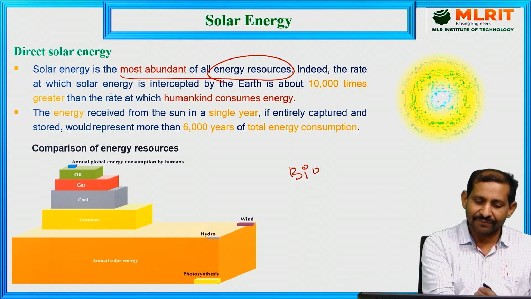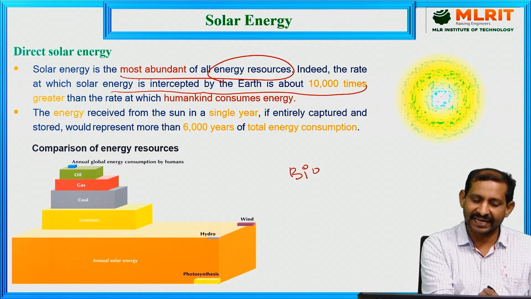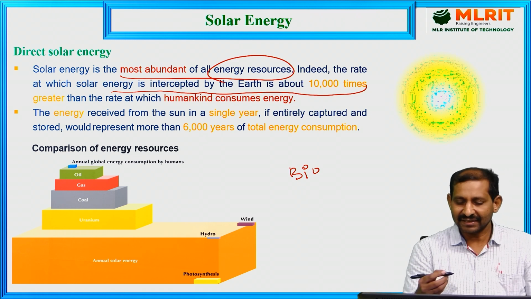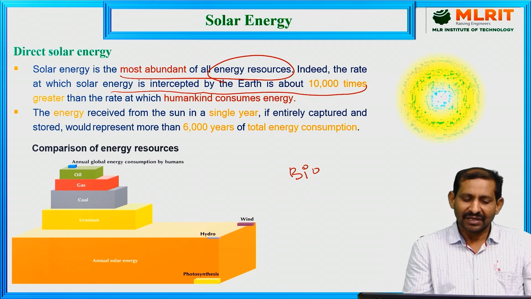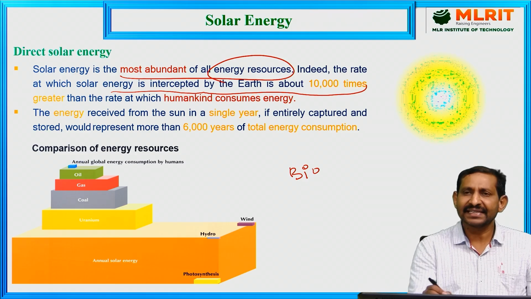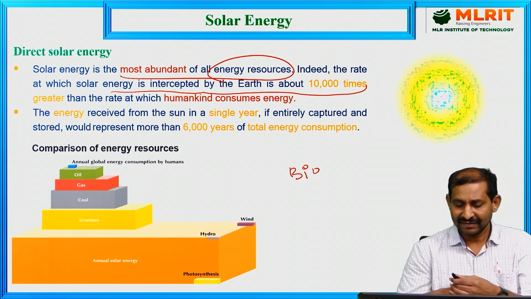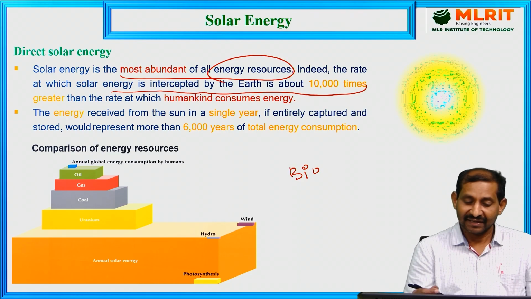The rate at which solar energy is intercepted by the earth is about 10,000 times greater than the rate at which mankind consumes it. The energy received from the sun in a single year, if entirely captured, would represent 60,000 years of the total energy consumption.